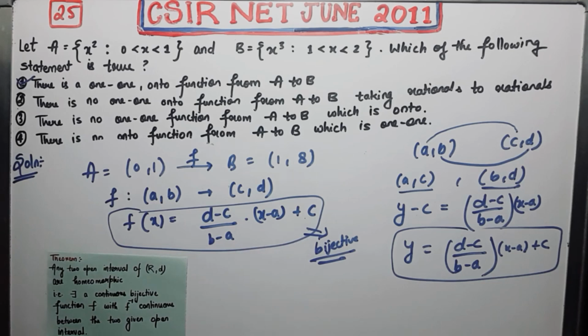So what I am saying is that if you try to find the inverse, you can do it yourself. That inverse will also be continuous. But that has no meaning in this question. You don't need f inverse to be continuous. It just says there exists a bijection, a one-one onto map.